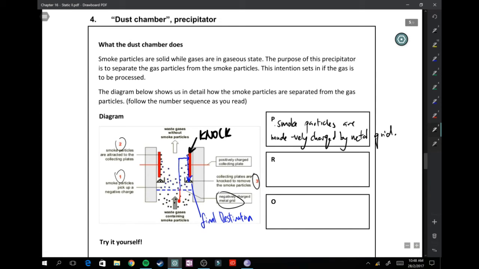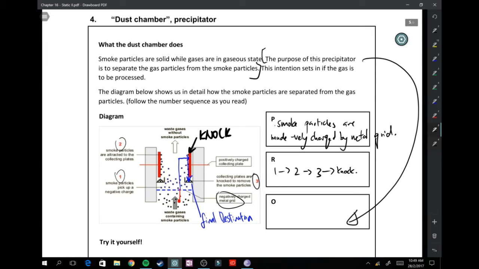Okay, and the relatedness, which I just explained, so just follow step 1 to 2, then to 3, and finally to the knock part. The outcome is that you can actually separate the gas without the smoke particles. Now this is easy, because if let's say you are sending into a gas chamber, you don't want the smoke particles to destroy that chamber, so you want to remove the smoke from it.